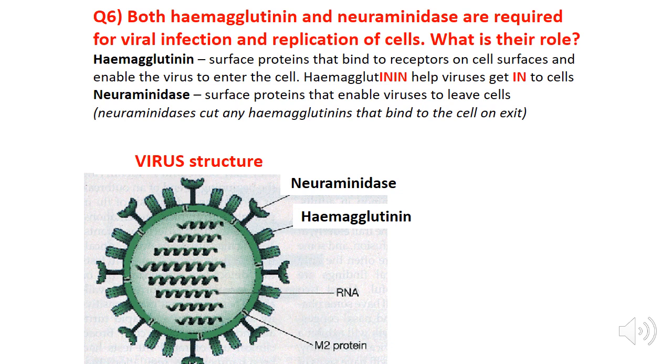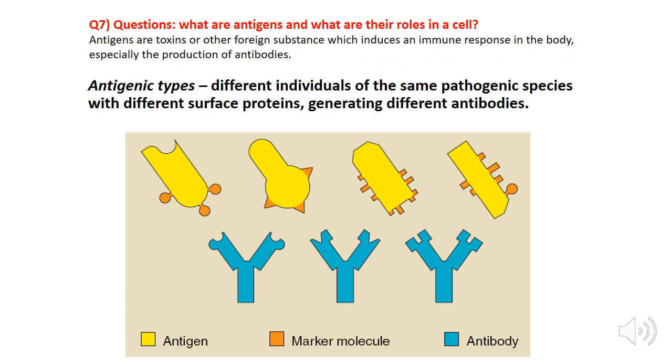Hemagglutinin and neuraminidase, so remember hemagglutinin helps viruses to get in. It's the surface proteins that bind to receptors on cell surfaces and enable the viruses to enter cells. Neuraminidase is surface proteins that enable viruses to leave cells. Antigens are toxins or other foreign substances which induce an immune response in the body, so especially the production of antibodies. So antigenic types are different individuals of the same pathogenic species with different surface proteins.